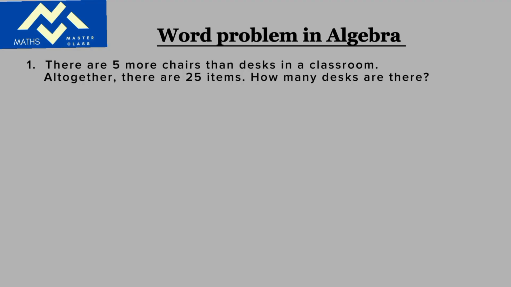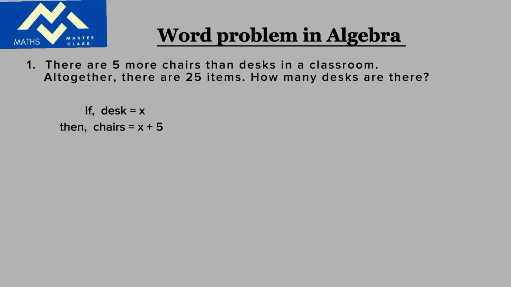Example 1. There are 5 more chairs than desks in a classroom. Altogether, there are 25 items. How many desks are there? Step 1. From the first sentence, there are 5 more chairs than desks in a classroom. If desks equals X, then chairs equals X plus 5.